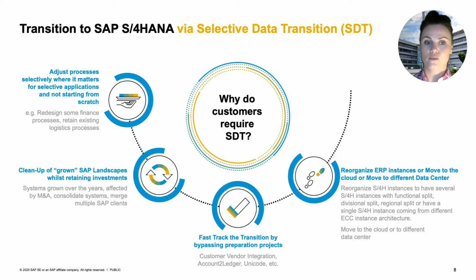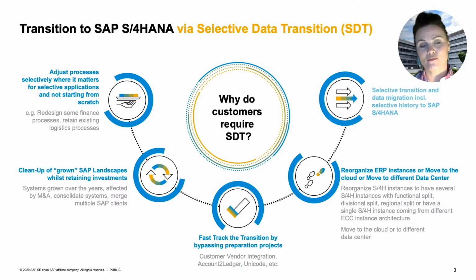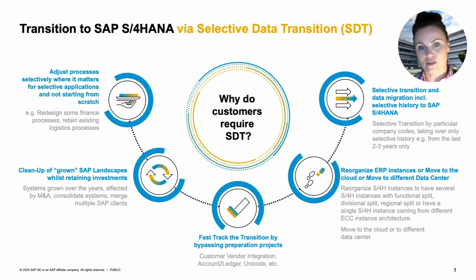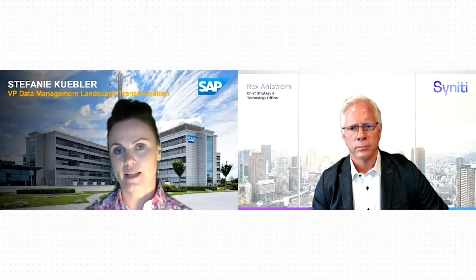So customers want to stream their systems into the cloud. One of the foremost reasons why SAP customers choose selective data transition is they need to retain some of the historical data, including the historical data flow. Given that, that's quite some reasons why customers are moving via an SDT approach to SAP S/4HANA.